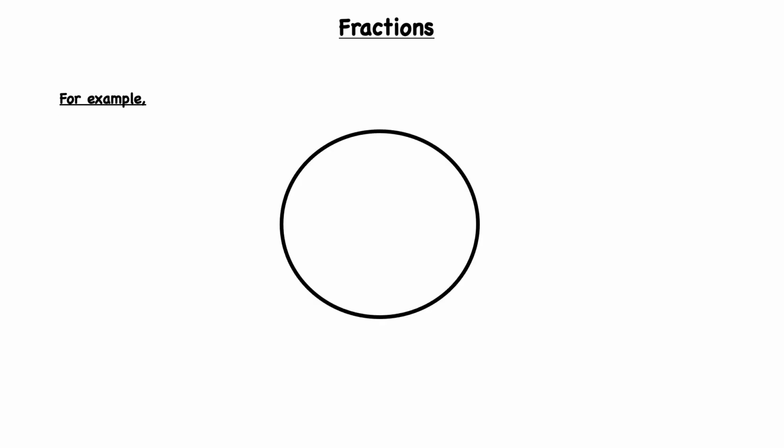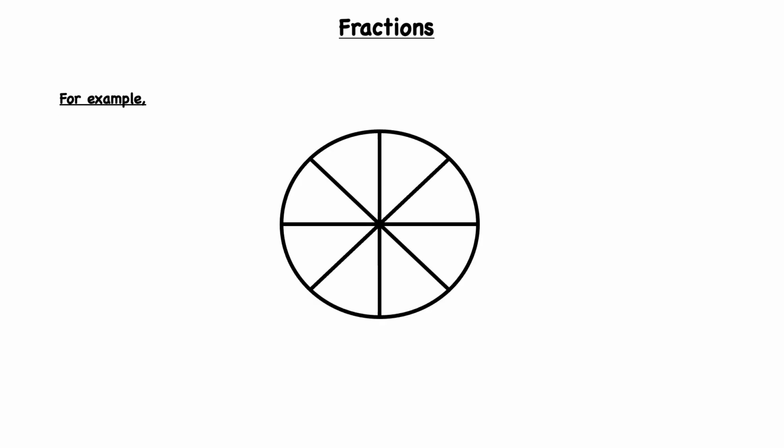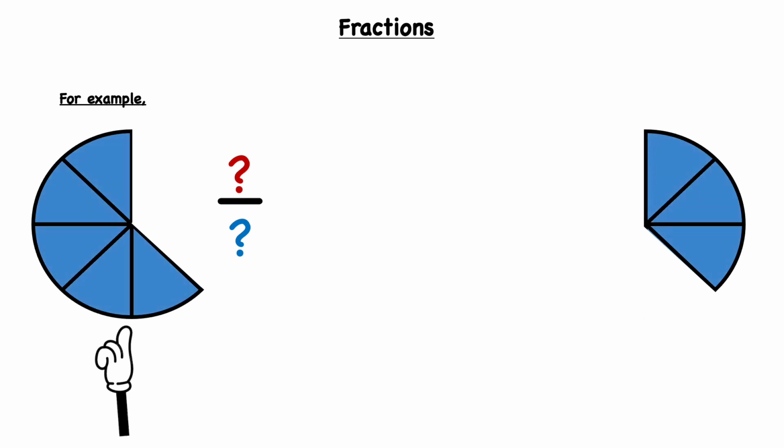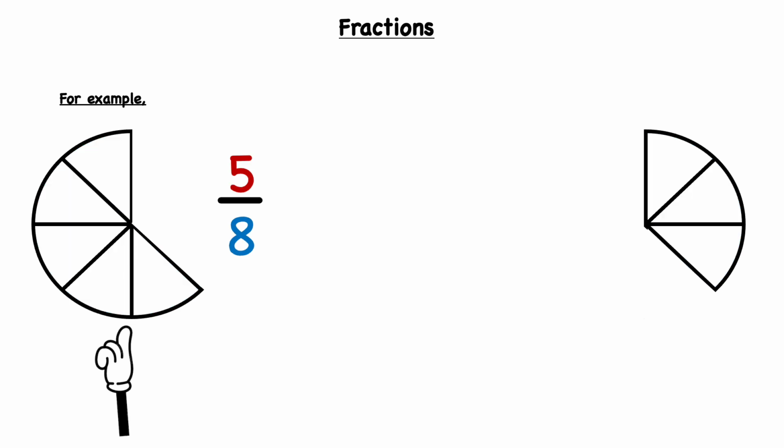Example 3. Your turn. Imagine a circle divided into 8 equal parts, with some parts on the left and some on the right. Let's start with the left section, which has 5 parts. What's the numerator? That's right, 5. And the denominator? Yes, 8, because the circle is divided into 8 equal parts. So the fraction for the left section is 5 over 8.